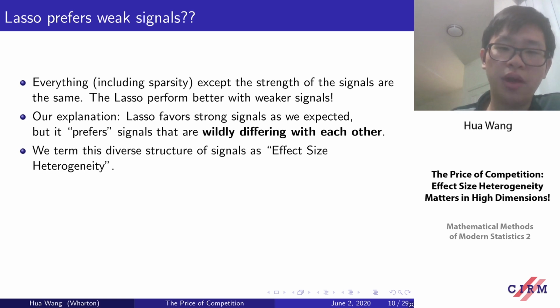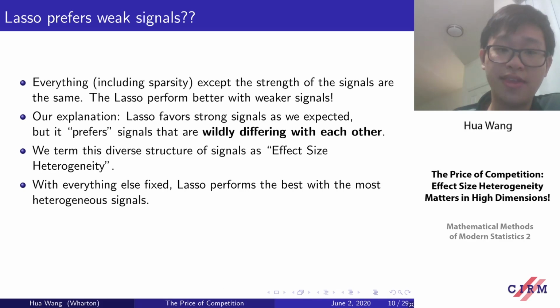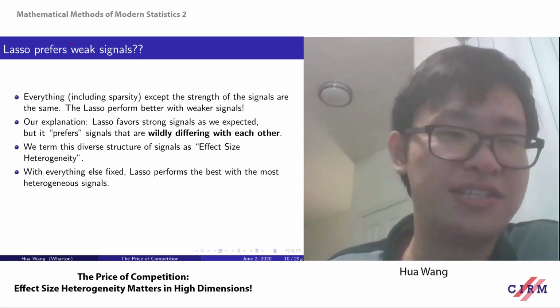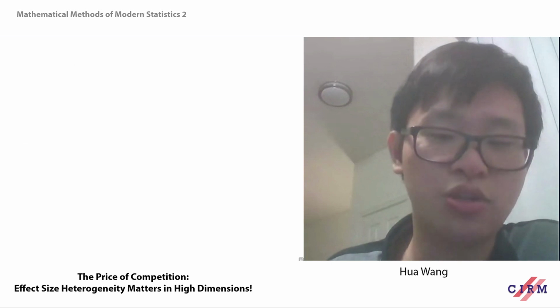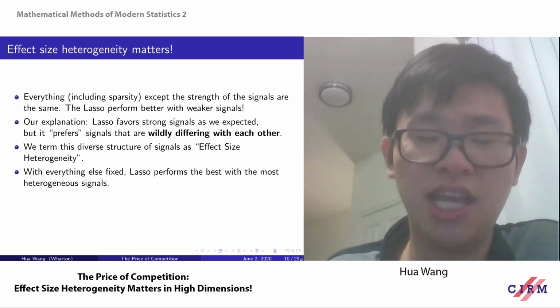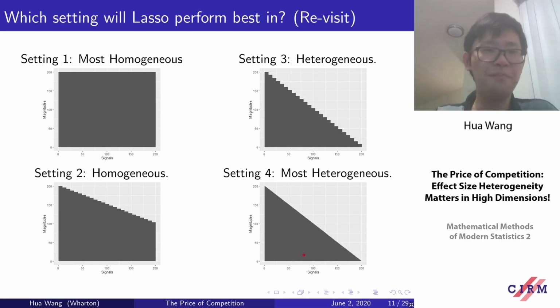And we will define this kind of diverse structure of signals as effect size heterogeneity. So with everything else fixed, Lasso will perform the best with the most heterogeneous signals. That is the message we want to convey. So instead of this absurd notion that Lasso prefers weak signals, the actual message is that the effect size heterogeneity really matters. Okay, so let us revisit those 4 settings.